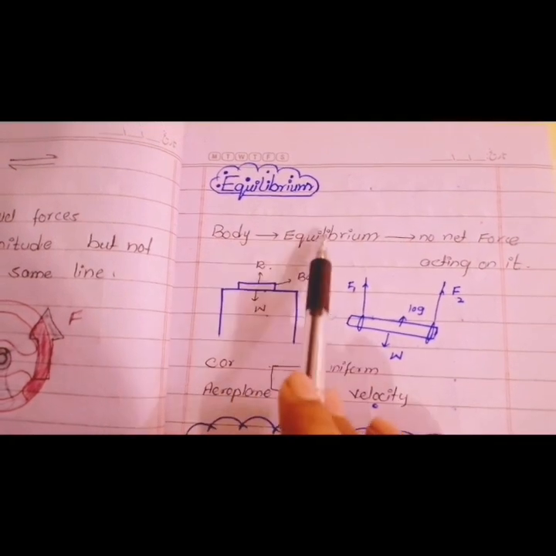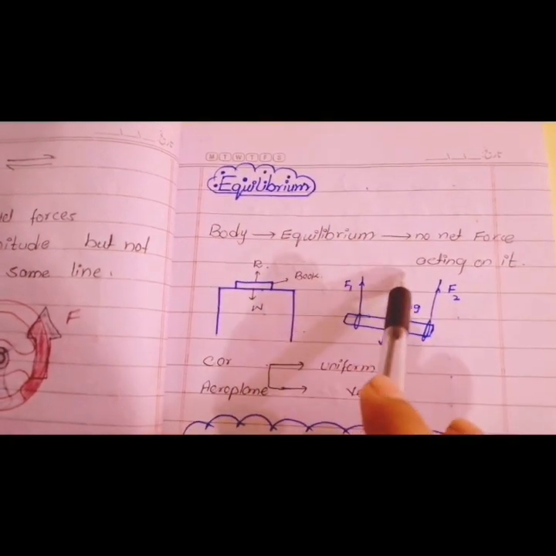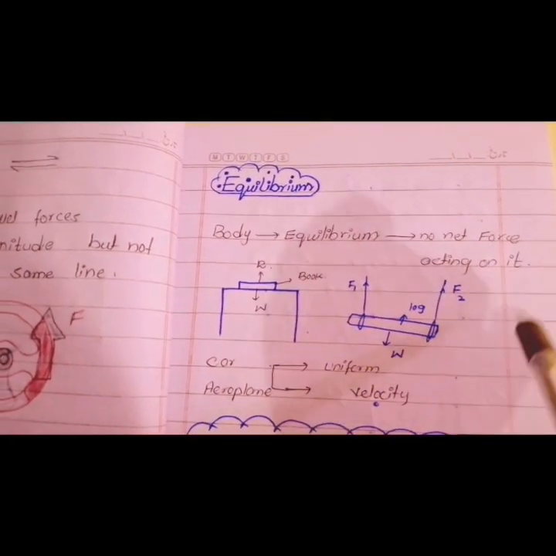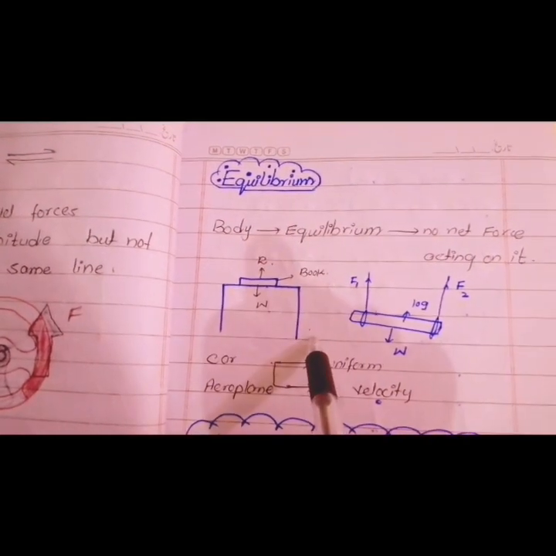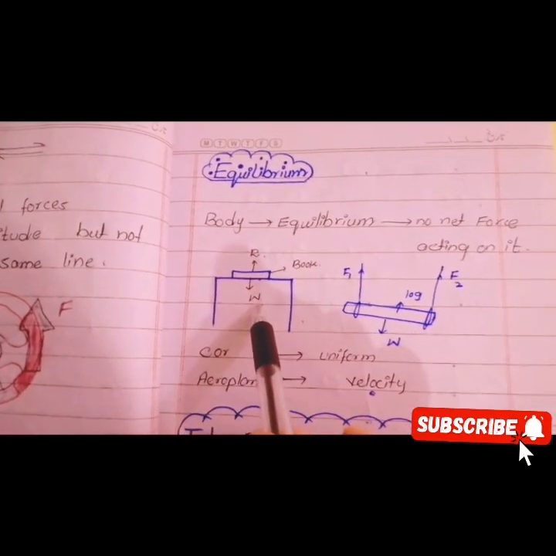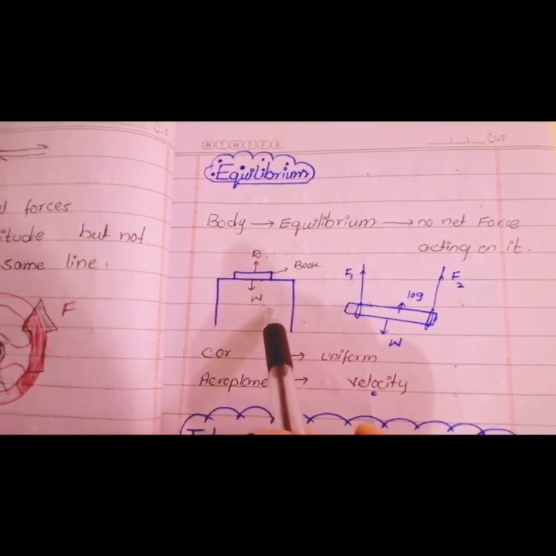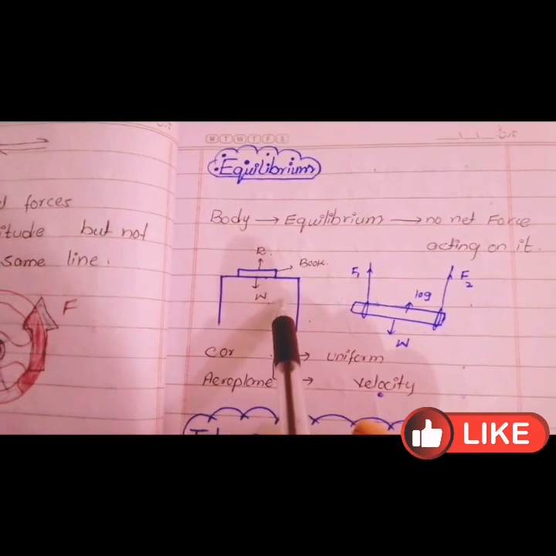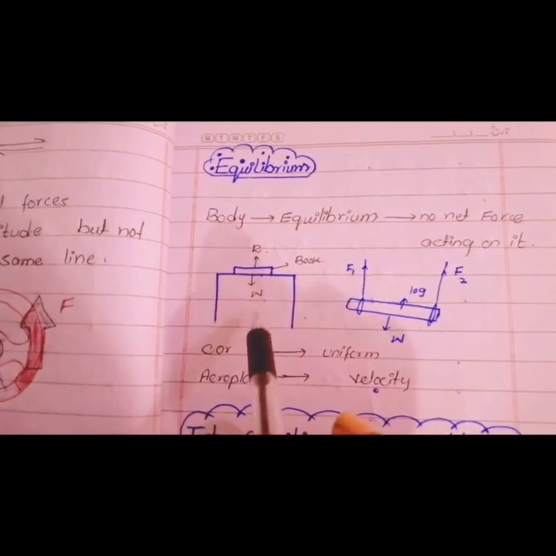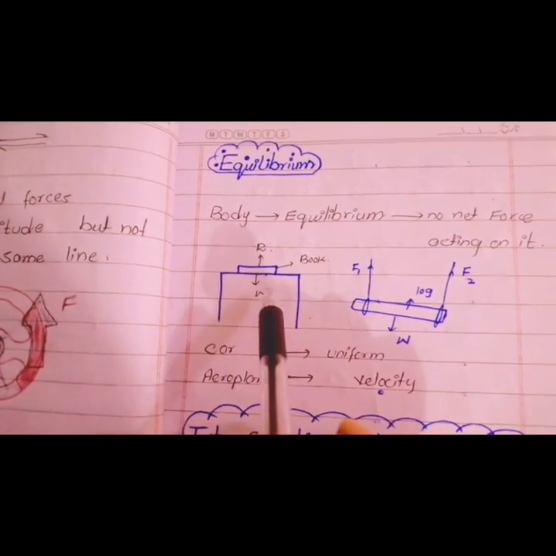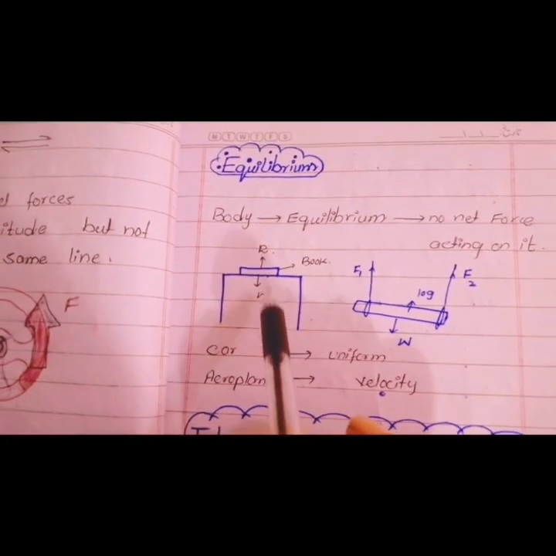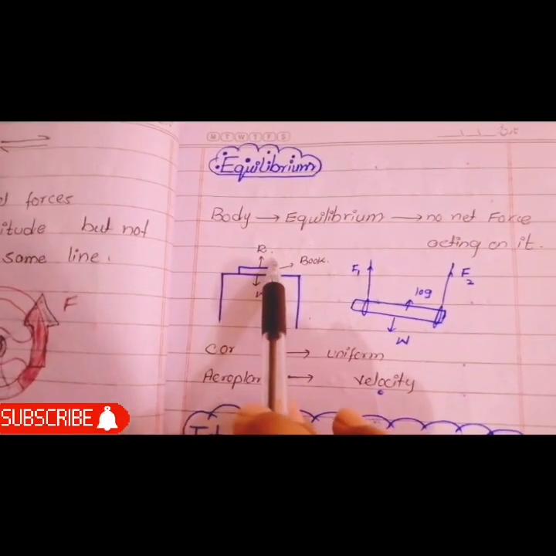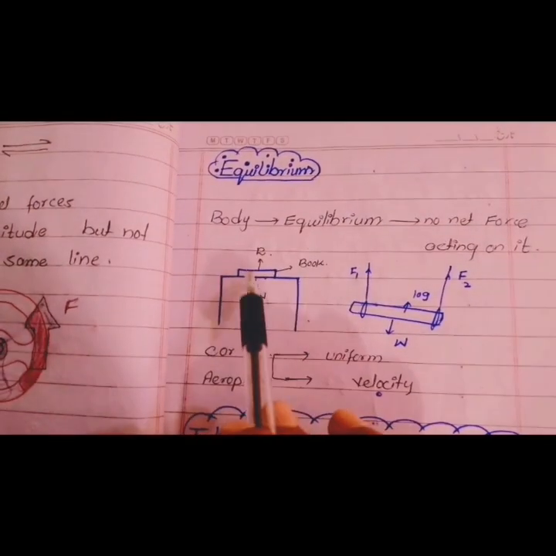A body is said to be in equilibrium if no net force is acting on it. For example, if a book is lying on a table, this book is also considered to be in the state of equilibrium, because the weight of the book is acting in the downward direction and the weight of this book is balanced by the upward reaction which is produced by our table on the book.